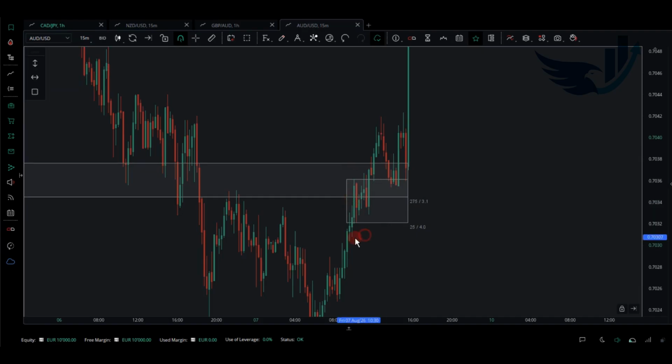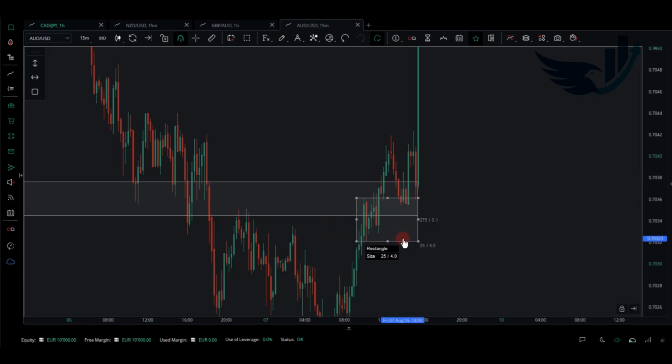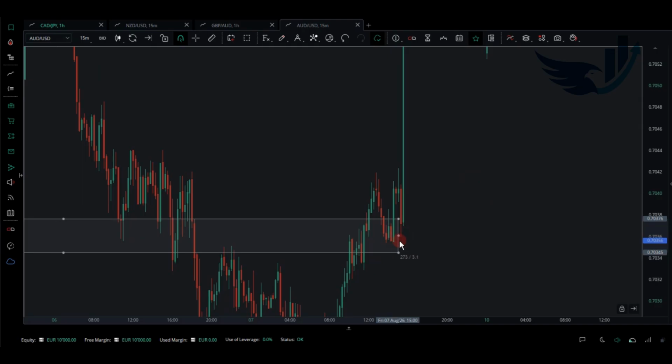you can easily see that the price, after breaking the second box, came back and consumed the orders that we probably had inside the second box. So this one, we call it a consumed box. And no matter what, you have to take the second box, which is here, right?